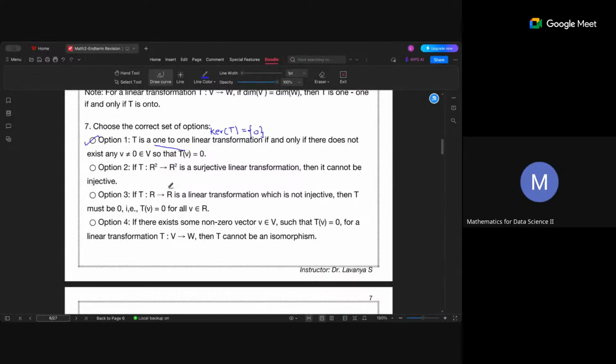If T from R2 to R2 is surjective, then it cannot be injective. Is that true?